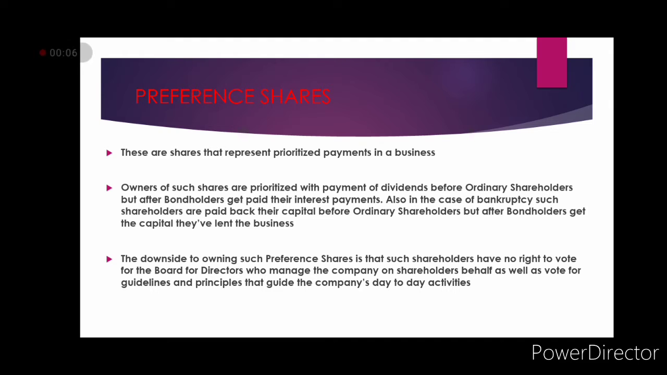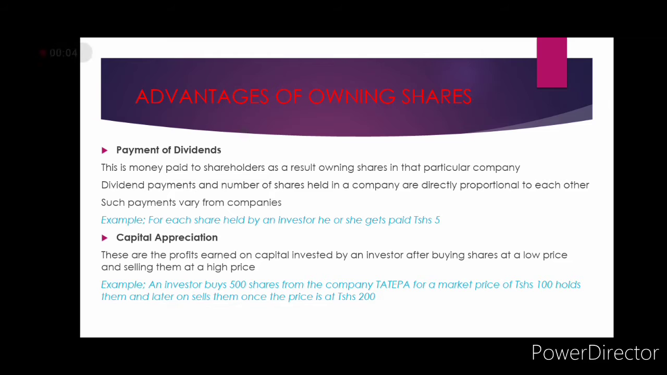So let's check out the advantages of owning shares. Advantage number one of getting to own shares is that you get the privilege of getting paid dividends. So what are dividends? Dividends are basically the amount of money that is paid to shareholders as a result of owning shares in that particular company. For each and every single share you own in a company, you get paid. You get paid for owning even a share in a company. That's pretty lit. That's one of the advantages you get for owning shares.